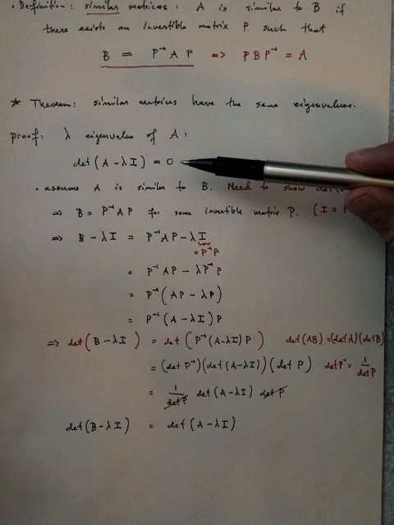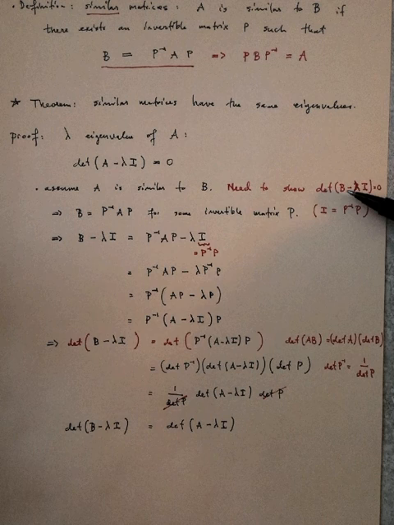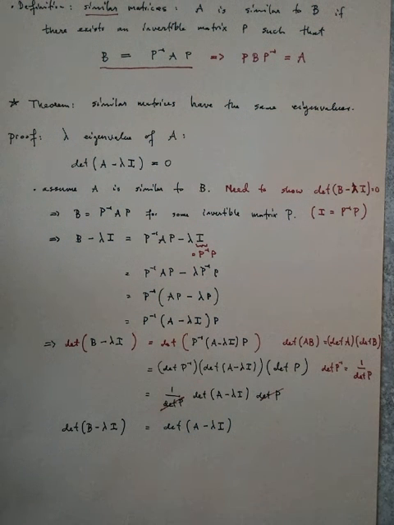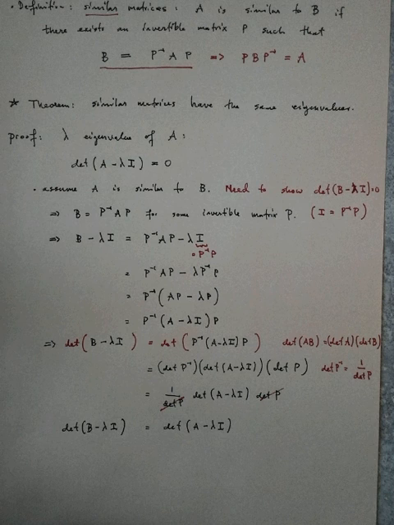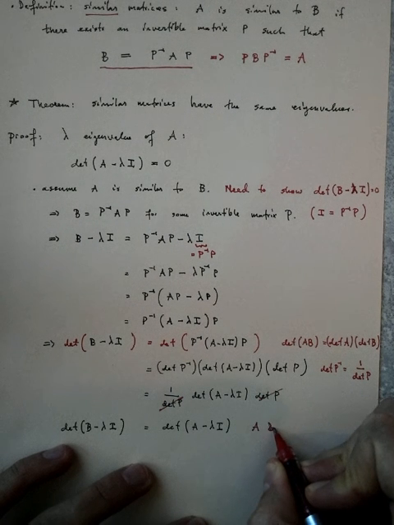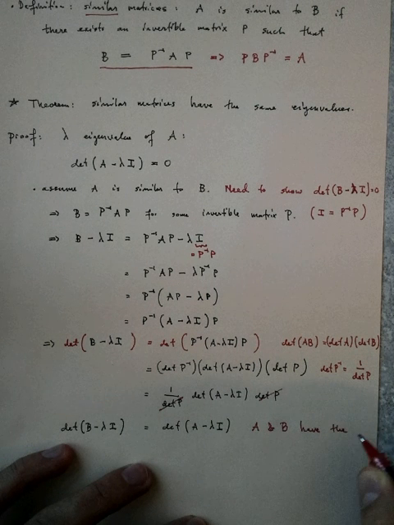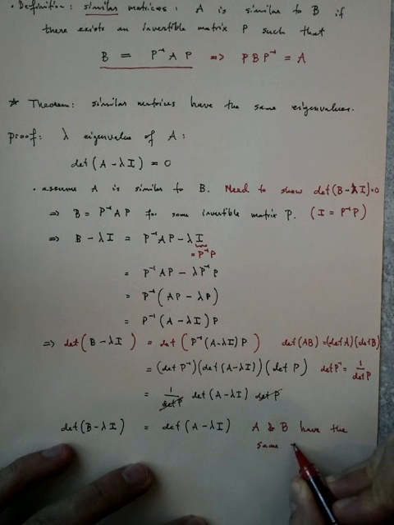Now I've assumed that this is equal to 0. So this guy has also got to equal 0. So this shows that A and B have the same eigenvalues.